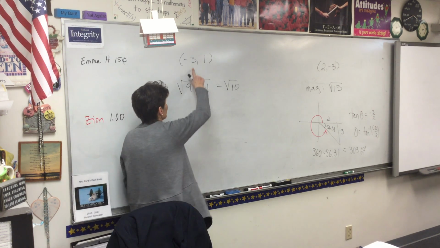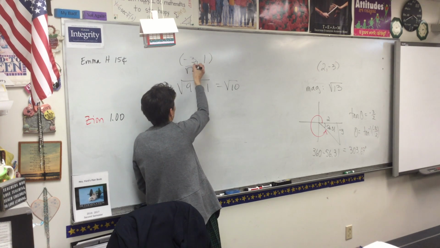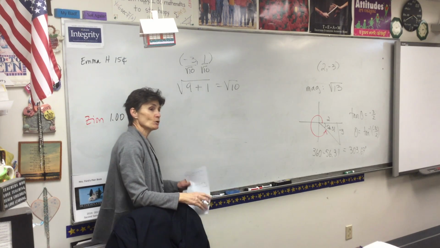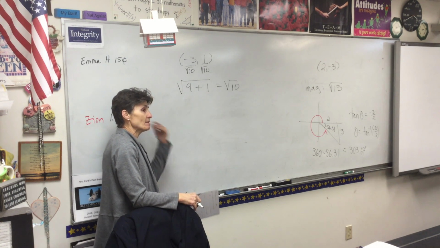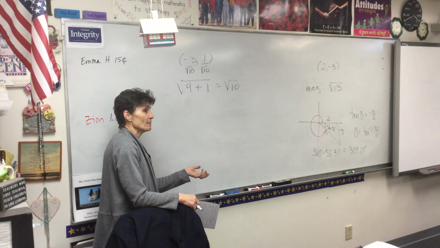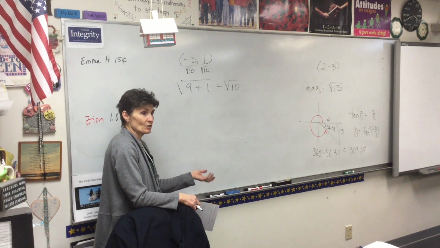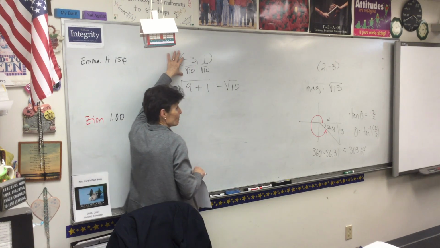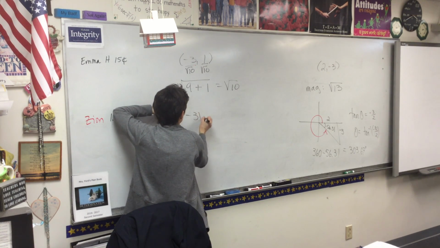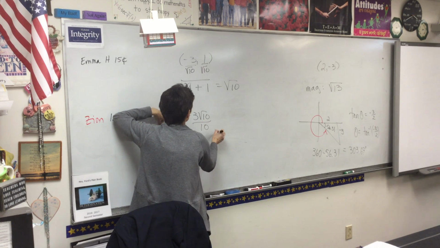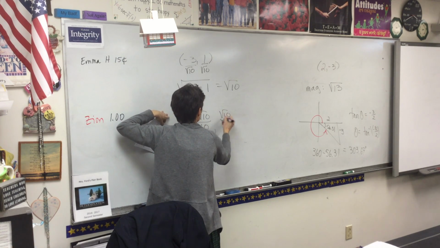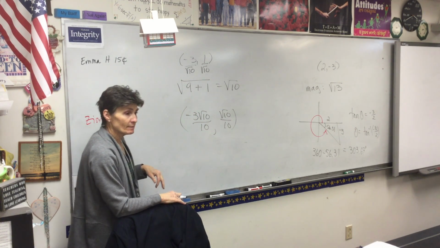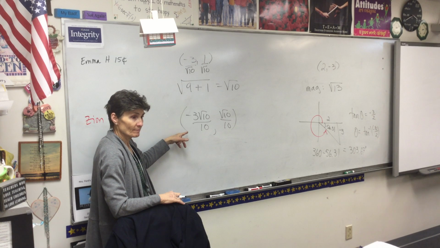I take both of these numbers and divide them by root 10. So the first step is we find the magnitude. The second step is we divide the coordinates by the magnitude. And then, if we have to reduce, we reduce. So that would be -3 root 10 over 10 and 1 root 10 over 10 as my final answer.